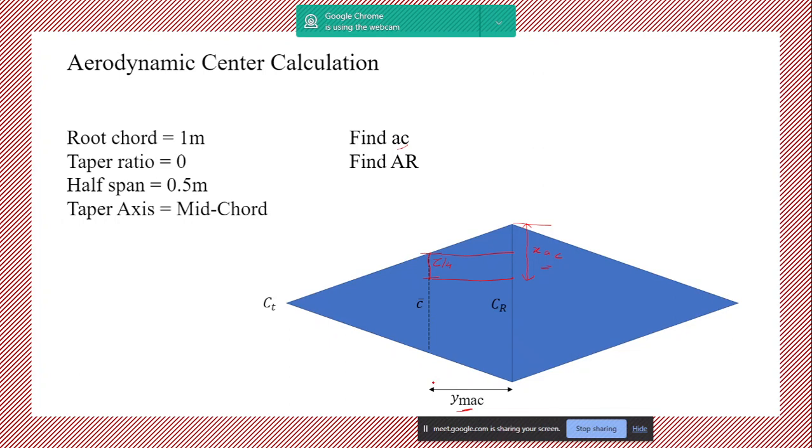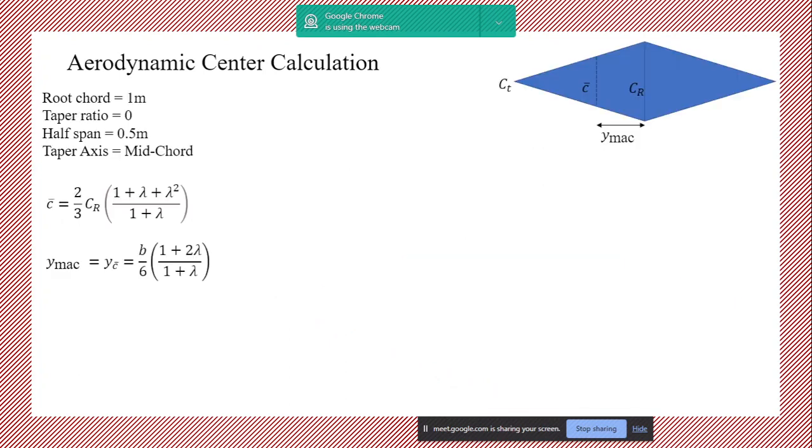Okay, so let's try to solve this question using the formulas that we know. When I say XAC, XAC is what? I'll just draw that again. This was C bar by 4. I bring it here. So this is the aerodynamic center.